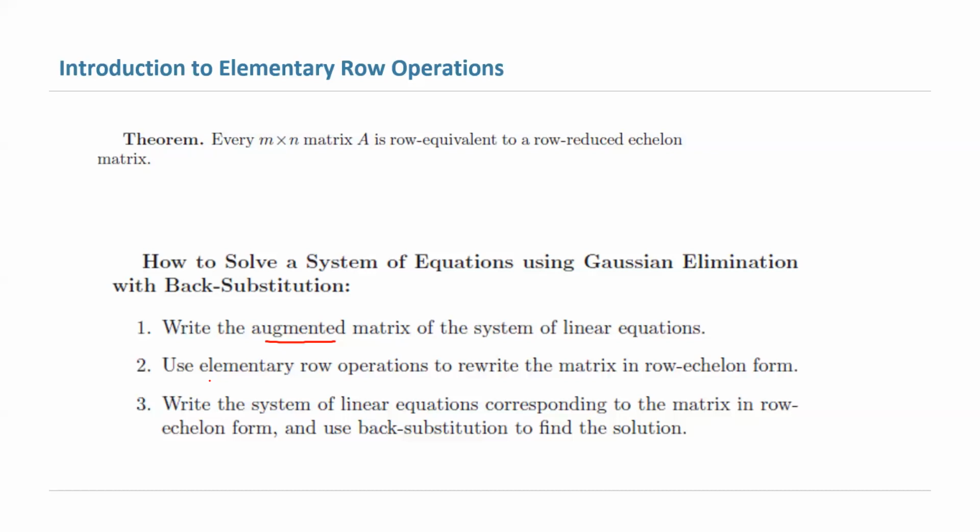Then use elementary row operations back and forth to rewrite the matrix in row echelon form. And finally, write the system of linear equations that corresponds to the matrix in row echelon form. Then use back substitution and solve the system of linear equations. For example, let's take a look at one example from the Larson book.